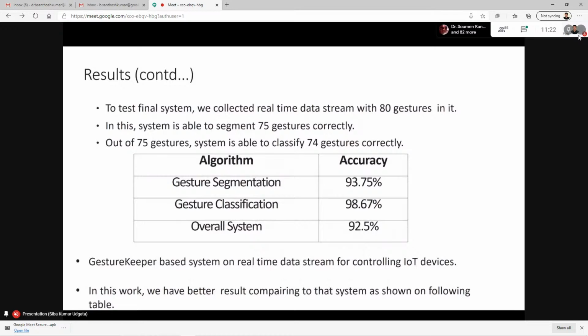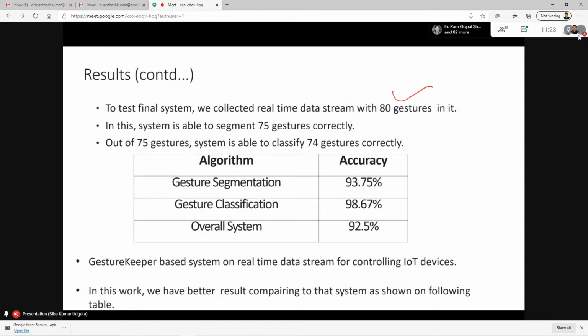But finally, when we wanted to test the system, I called a student and said, look, take this device and do a gesture. We collected a real-time data stream of 80 gestures. First, you have to collect the 54 segments, right? I was not able to collect the 54 segments because of some problem. He did it like this, etc. So for 5 gestures we could not even recognize that it was a gesture.